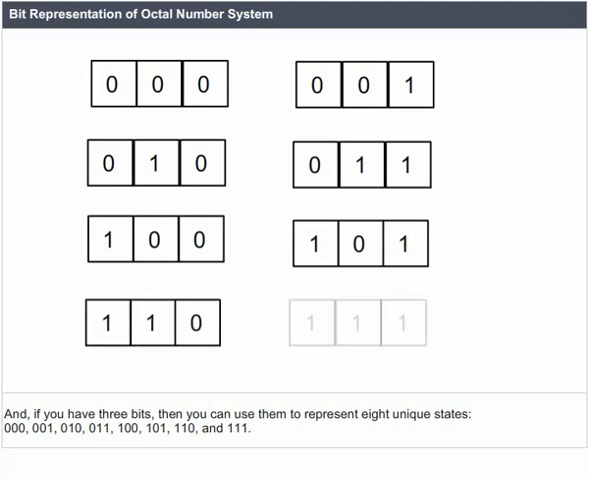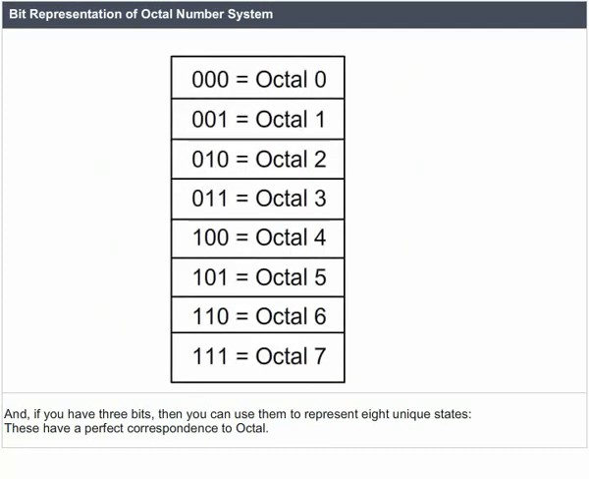110 and 111. These have a perfect correspondence to octal. 000 equals octal 0. 001 equals octal 1. 010 equals octal 2. 011 equals octal 3. 100 equals octal 4. 101 equals octal 5. 110 equals octal 6. 111 equals octal 7.